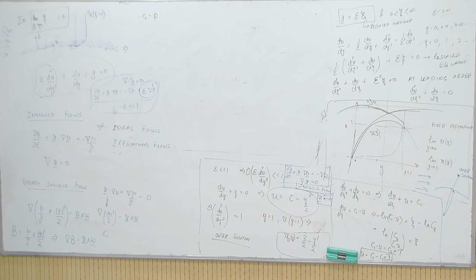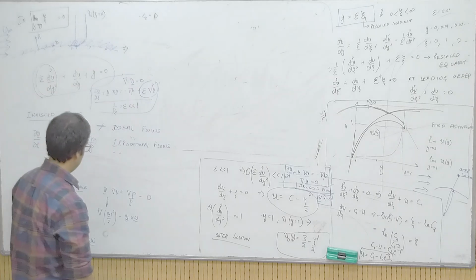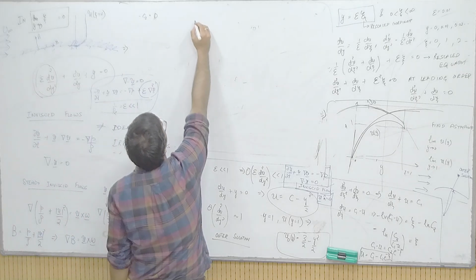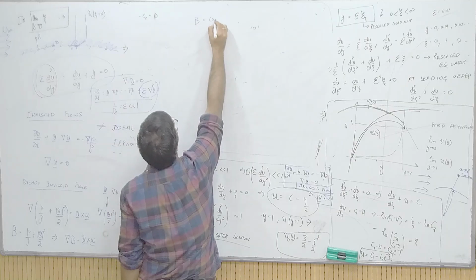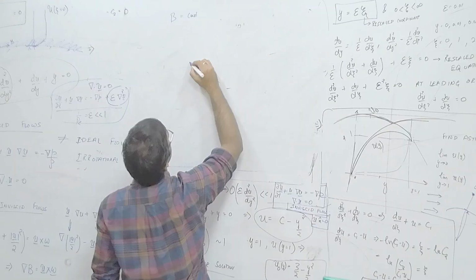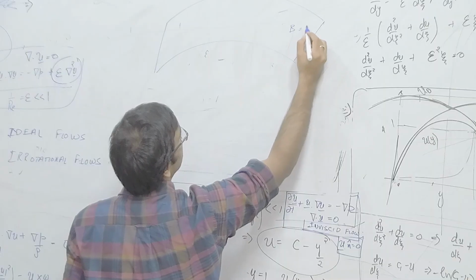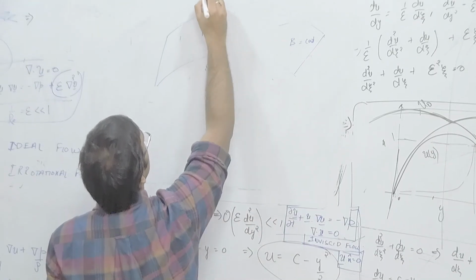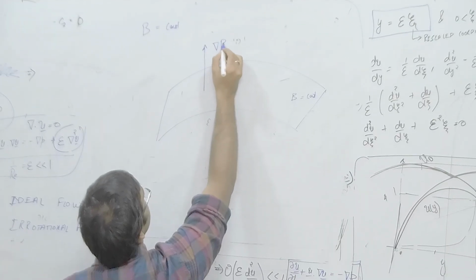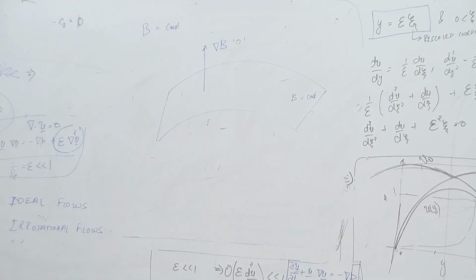Thanks. So grad b is u cross omega. What does this mean? If I say that b equals constant, if I look at the surface of b equals constant, wherever in 3D space this b is constant, then grad b we know is going to be pointing towards the normal of this surface. Okay, if I have b equals constant, then grad b is parallel to the normal of the surface.